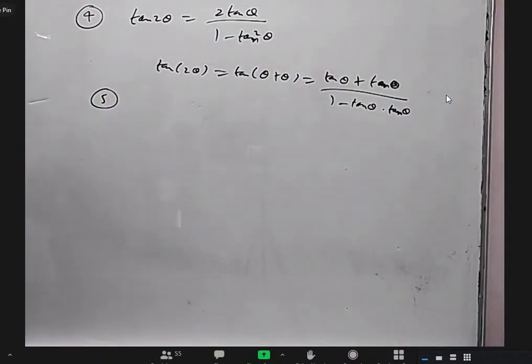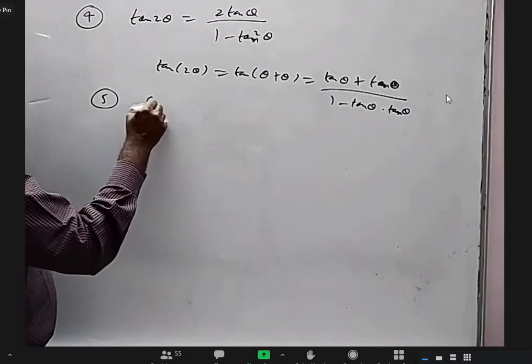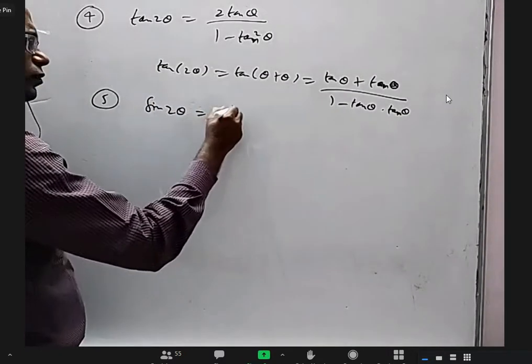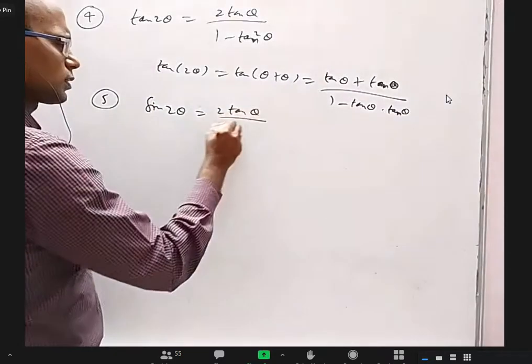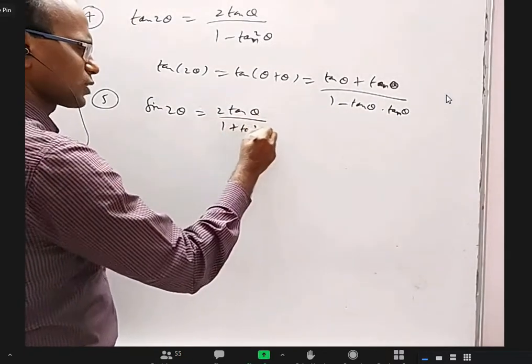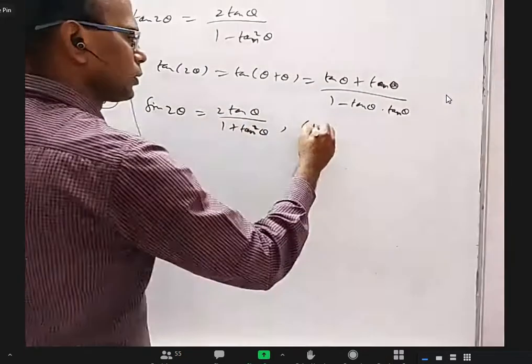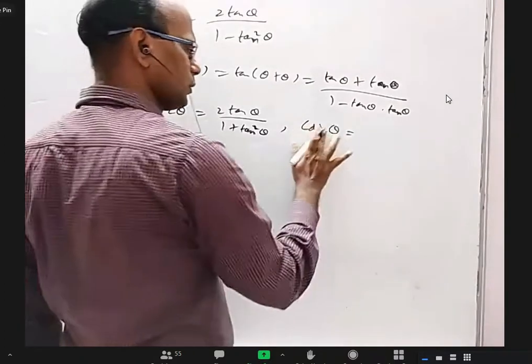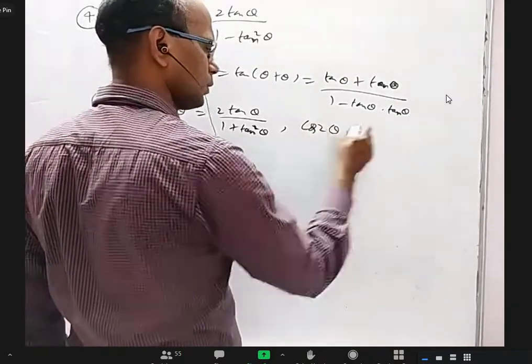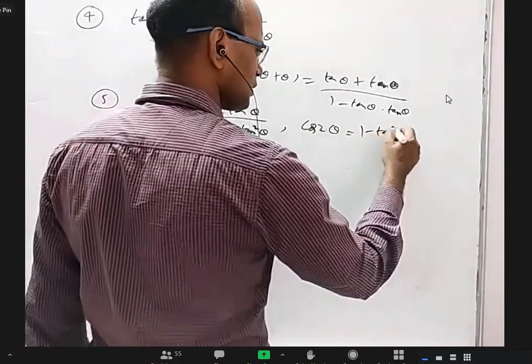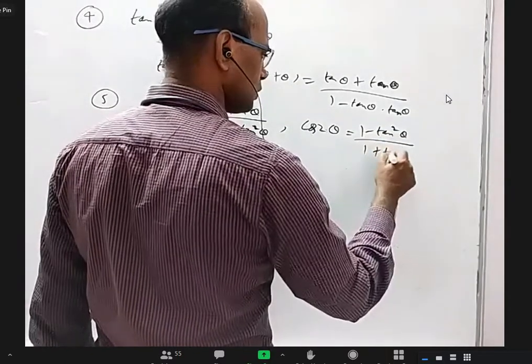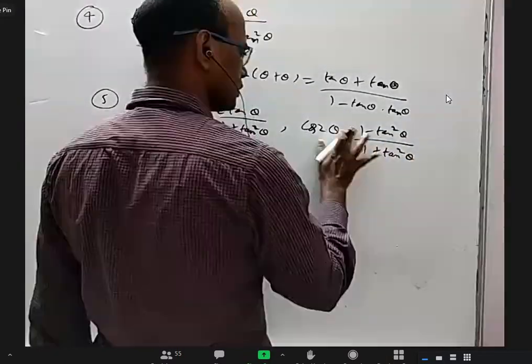But we also have two more formulas for sine and cosine in terms of tan. Sin 2 theta will be 2 tan theta by 1 plus tan square theta. Cos 2 theta will be 1 minus tan square theta by 1 plus tan square theta.